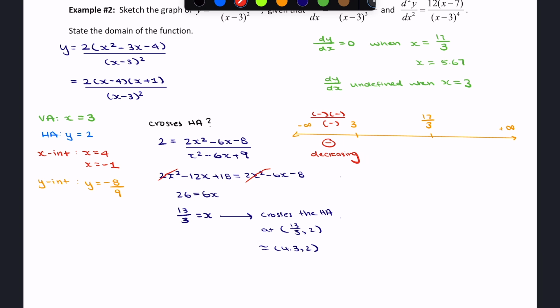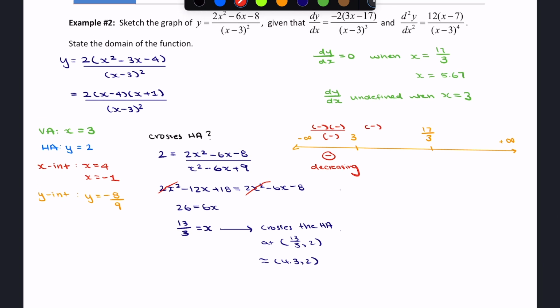From 3 to 17 over 3, we'll pick a number in between, so 4. So -2, still negative. 3 times 4 is 12. 12 minus 17 is still negative. And here, 4 minus 3 is 1, and 1 cubed is positive. So negative times negative divided by positive will give us a positive value, which means that it's increasing from 3 to 17 over 3.